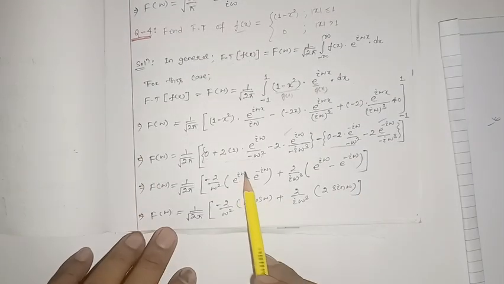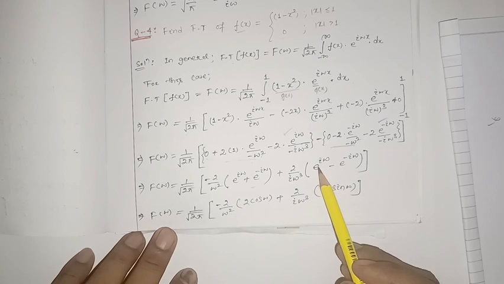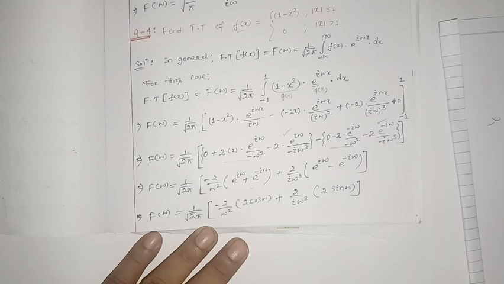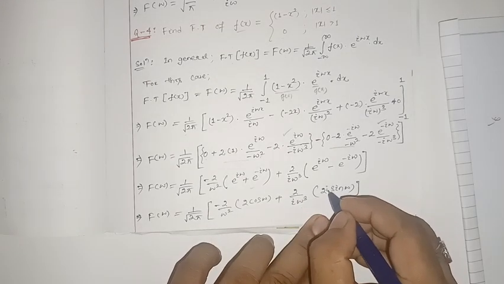And we know that e to the I omega plus e to the minus I omega is nothing but 2 cos omega, and e to the I omega minus e to the minus I omega is nothing but 2i sin omega.